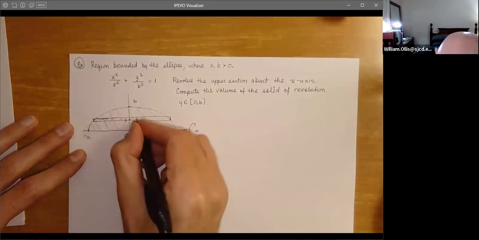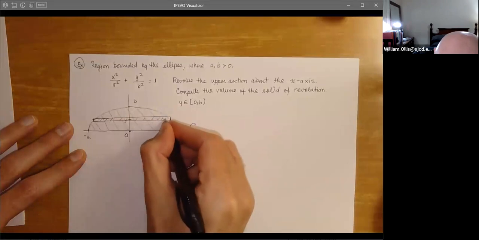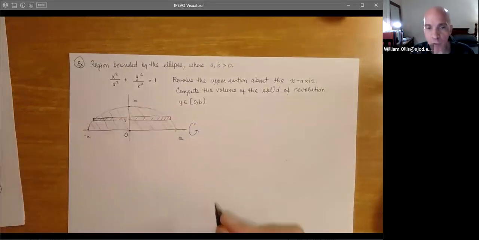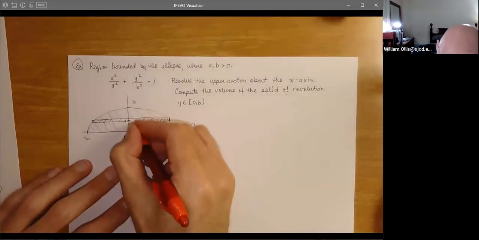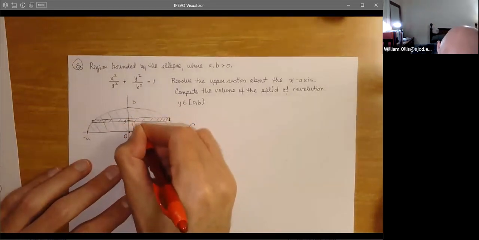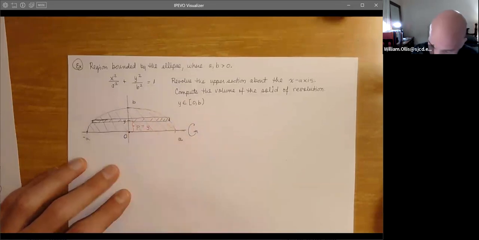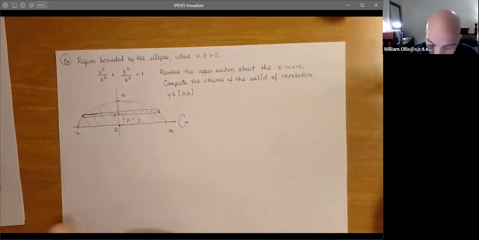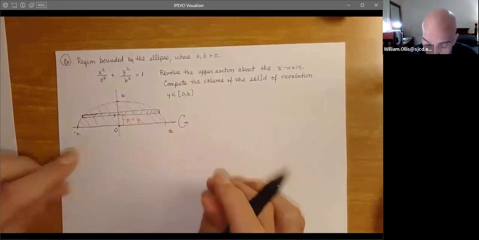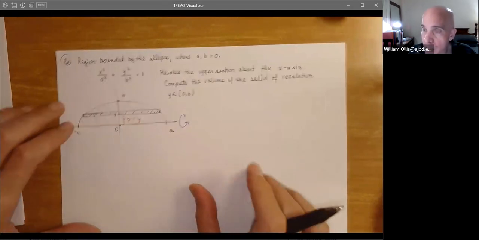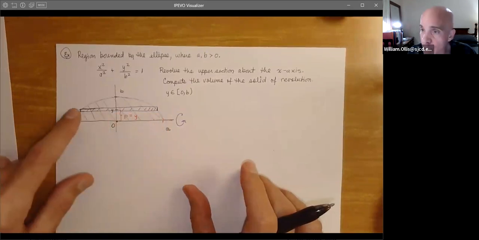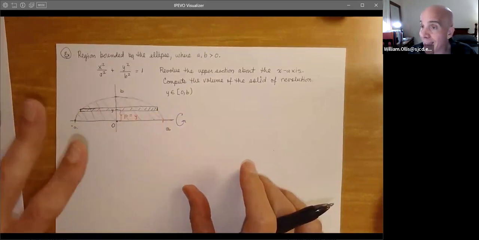So here's our strip. Now I like the shell method because usually the p is very easy. So we're going to go ahead and write that down. The p is just the distance to the axis of revolution, which is y. So that's easy. So now what we want is the length of the strip, or the height of the strip, the h.